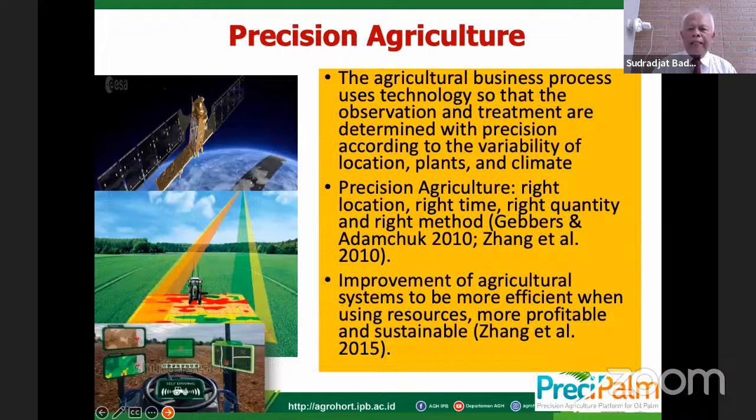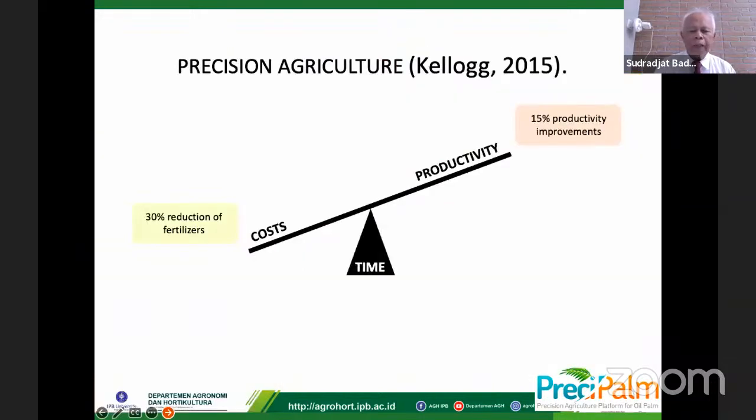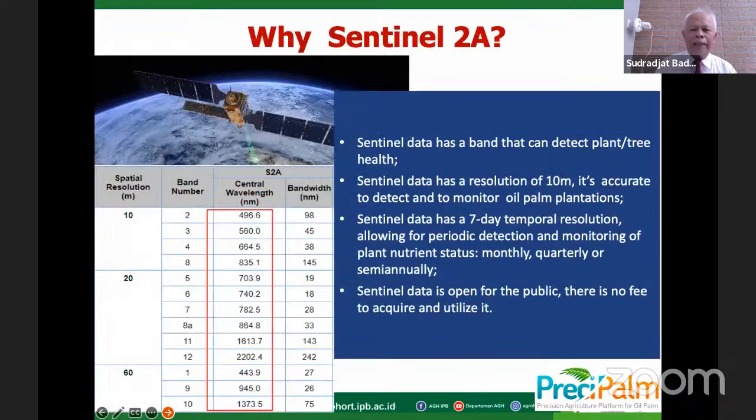So precision agriculture is a business process using technology so that observation and treatment are determined with precision according to the variability of location, plant, and climate. And precision agriculture should be the right location, right time, right quantity, and right method. It improves the agriculture system to be more efficient in using resources, more profitable, and more sustainable. Based on research by Kellogg, the advantage of precision agriculture is that if we reduce fertilizer by 30%, productivity can increase by 15%. So for this reason, we have to increase fertilizer efficiency.